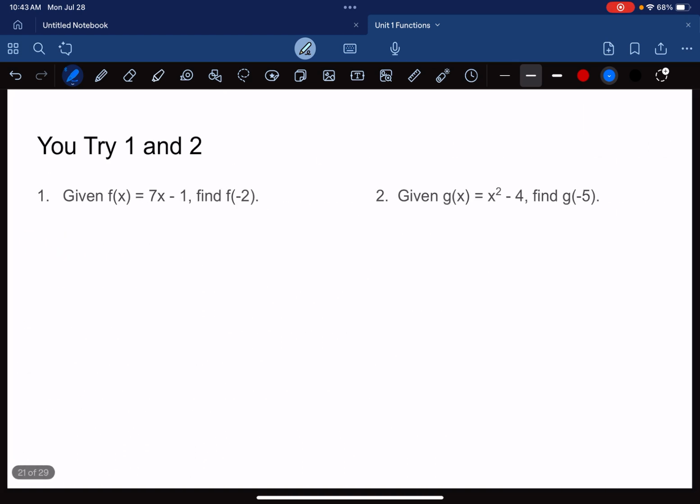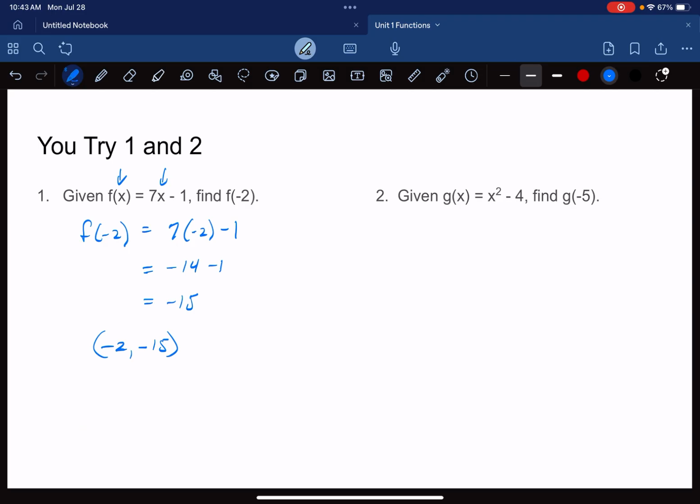All right, let's see if you can give one try here. So we're given f of x and they want us to find f of negative 2. So stop the video, try it, and then check back. So f of negative 2 would be 7 times negative 2 minus 1. So if I put a negative 2 in here, I'm going to put a negative 2 in here. And then I'm going to do the math on the right side. 7 times negative 2 is negative 14. And negative 14 minus 1 is negative 15. So we would say negative 2 and negative 15, they are input-output pairs. Okay?